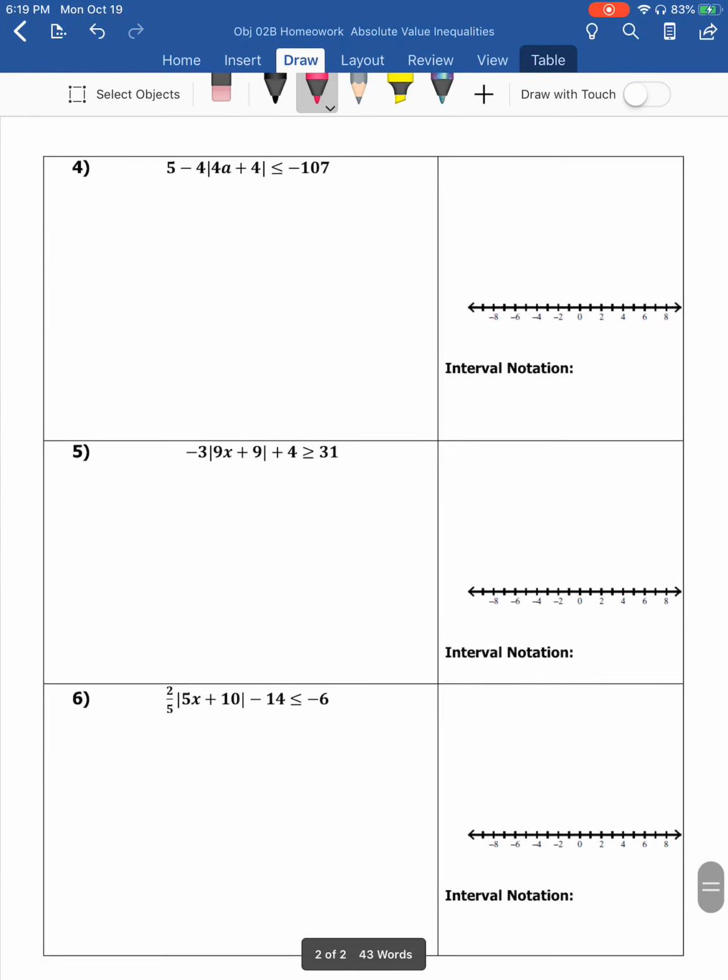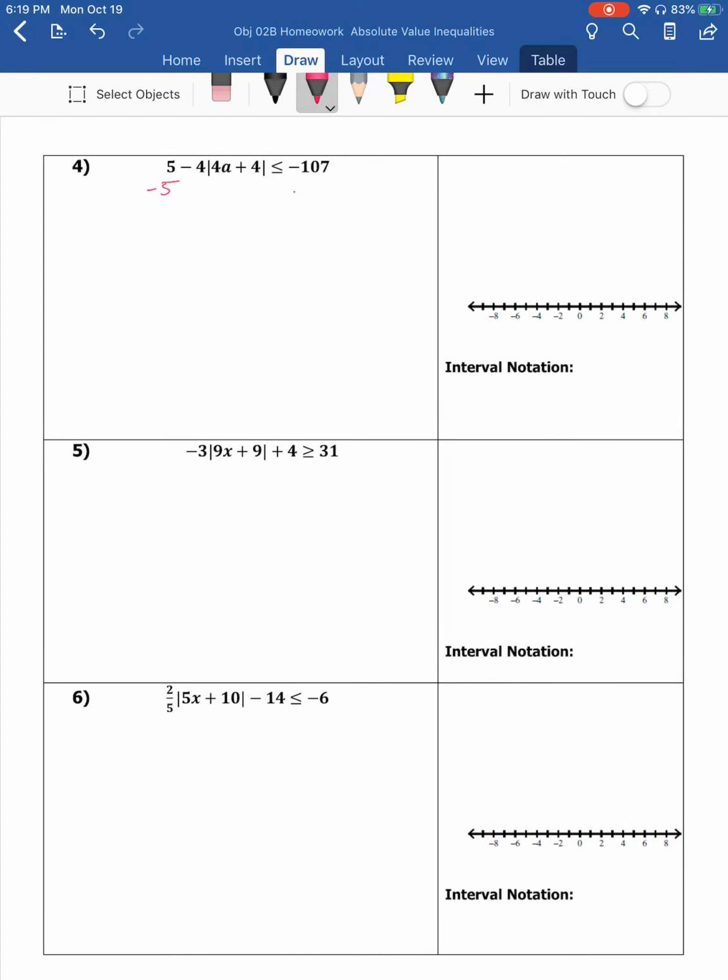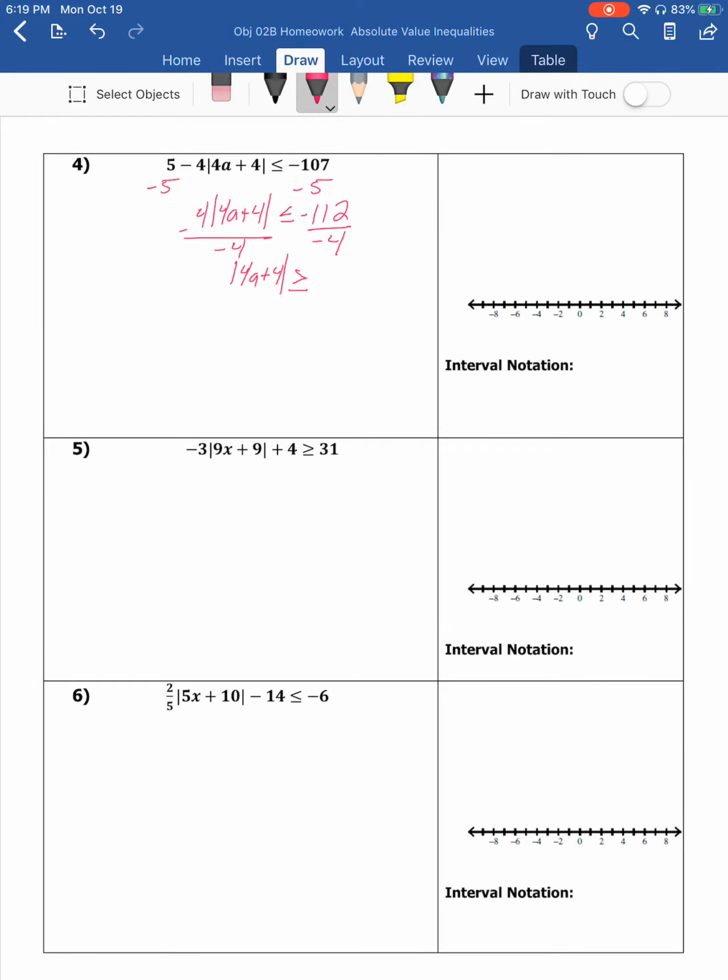All right, last 3. So first thing I do, I subtract 5. I have negative 4 times the absolute value of 4a plus 4 is less than or equal to negative 112. Next thing I do, I divide by negative 4. Now I remember if I divide by a negative 4, I have 4a plus 4. When I divide by the negative 4, I have to switch my inequality symbol. And so that ends up being, not 3, sorry, 28.